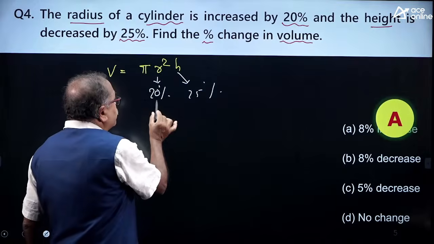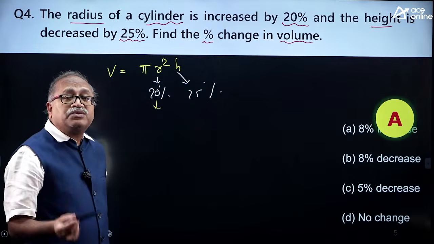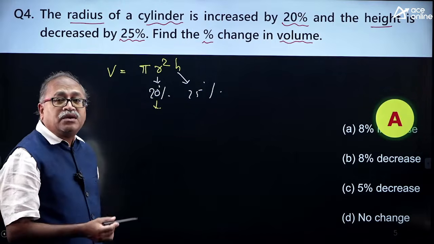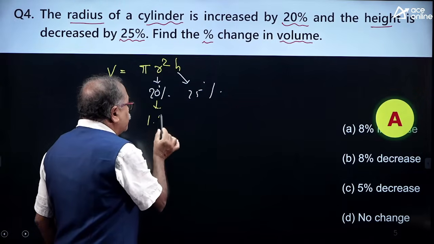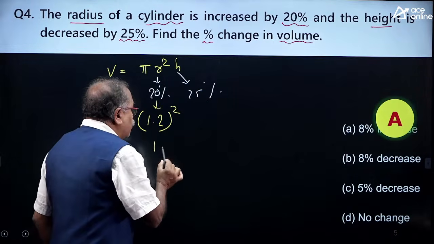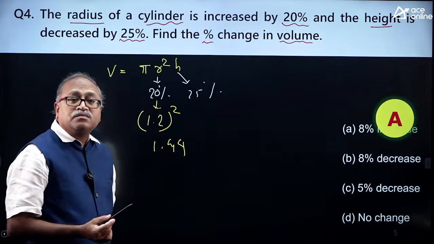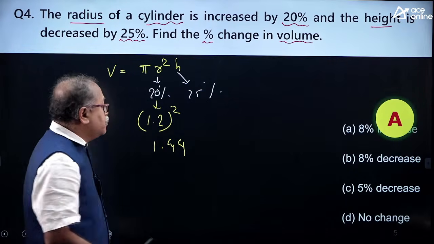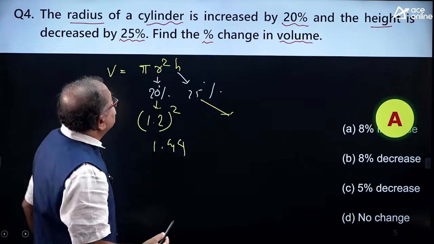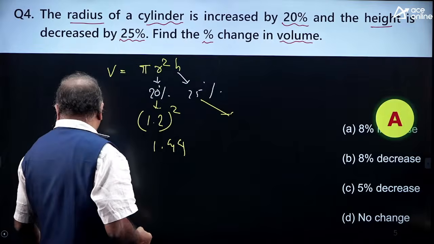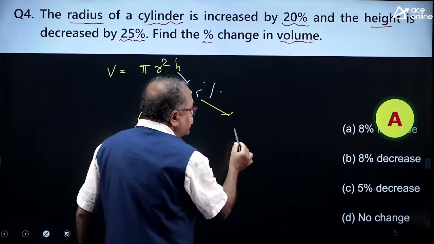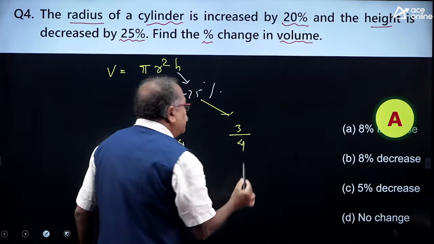So here it is a 20% increase, 2 times. 20% increase 2 times becomes 1.2 into 1.2, that comes to 1.44. And the height decreases by 25%. So this becomes 75%. 75% I can write down as 3 by 4.